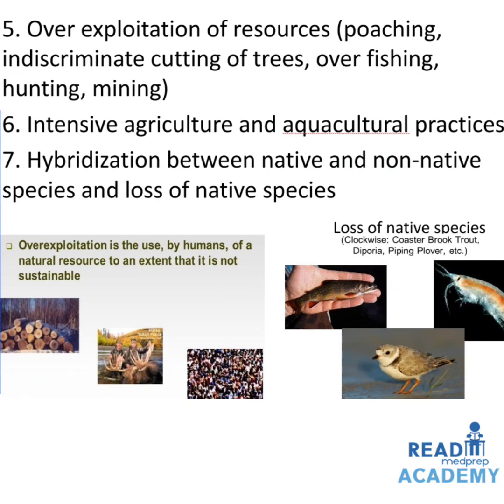You can see the timber being obtained from the cutting of trees, the usage of the marine environment for overfishing, and excess population causing urbanization. Intensive agriculture and aquacultural practices, hybridization between native and non-native species, and loss of native species. So the loss of native species you can see, from the clockwise direction: coastal brook trout, diporia, the piping plover, etc.